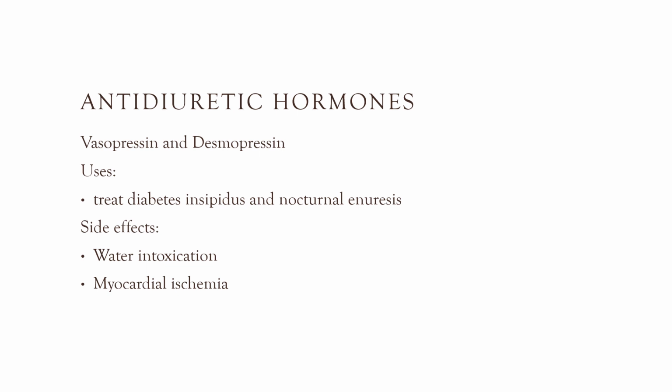And then we have our antidiuretic hormones. When we talk about the cardiac system, we're going to talk about our diuretics. Diuretics make you pee. So antidiuretics stop you from peeing. This is going to be used to treat nocturnal enuresis, meaning bedwetting, and diabetes insipidus, meaning that you just pee and pee and pee and there is no stopping it. So then we have our side effects.